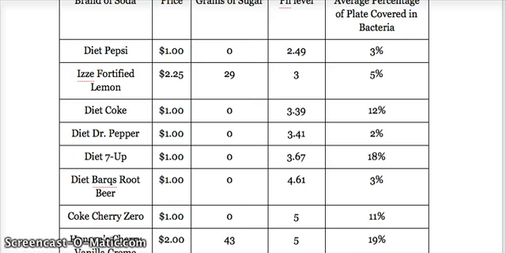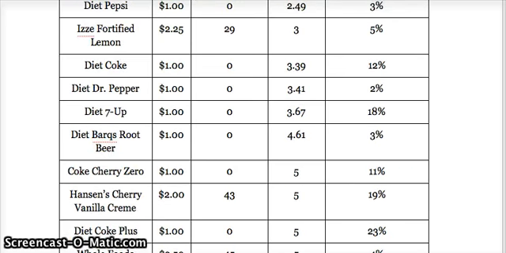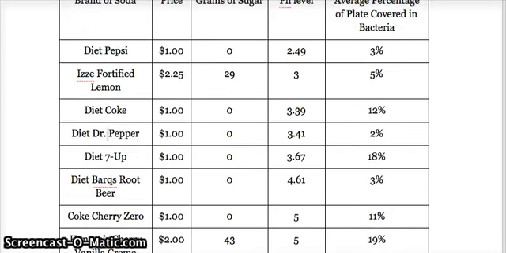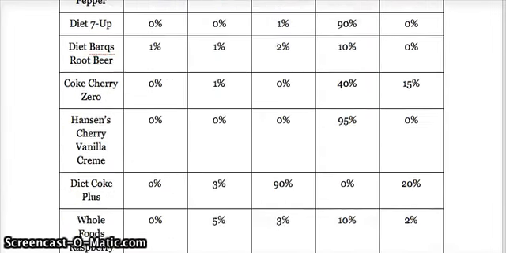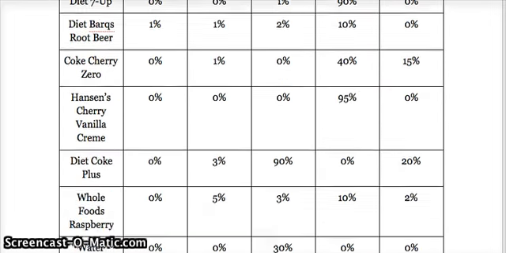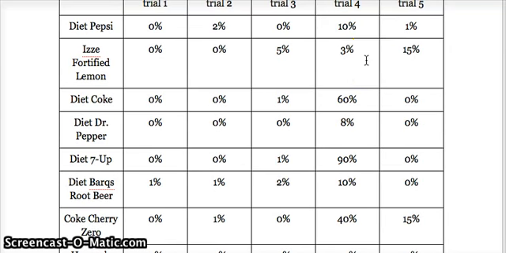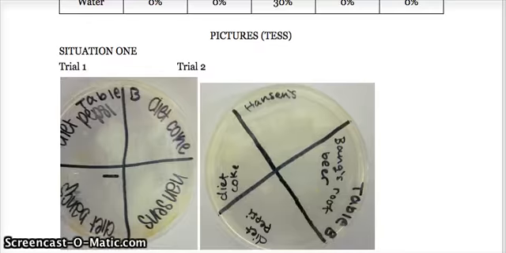As you can see, there was kind of a large range from 23% to 2%. Diet Coke Plus had the most bacteria, and Diet Dr Pepper had the least. And the pH level, sugar, and prices vary, as you can see. These are our trials. Trial 4 seemed to have a lot more bacteria, which could be because the plates got contaminated while we were doing the trial. But we're not quite sure.